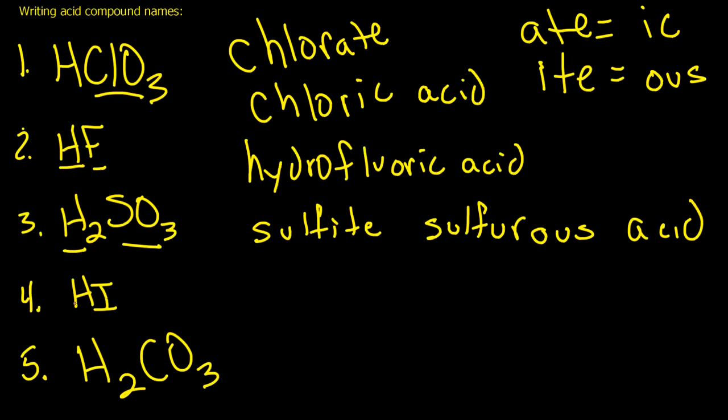Next up is HI. I know it's an acid. Has hydrogen in the front. Has an element behind it. It's binary. In binary acids, we name hydro, followed by the element with the ic ending. So iodine changes to iodic acid.